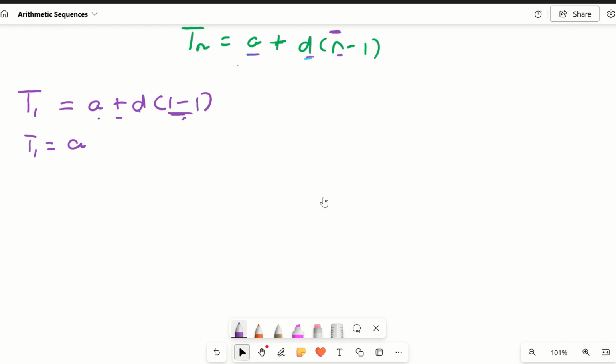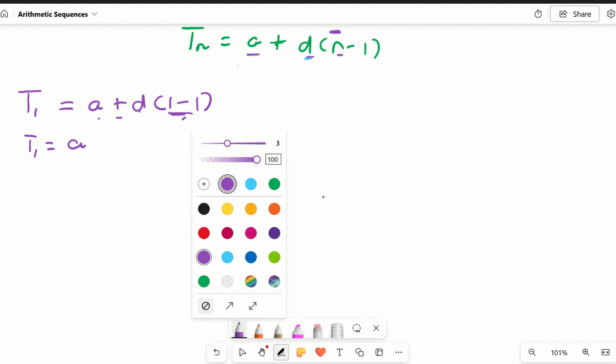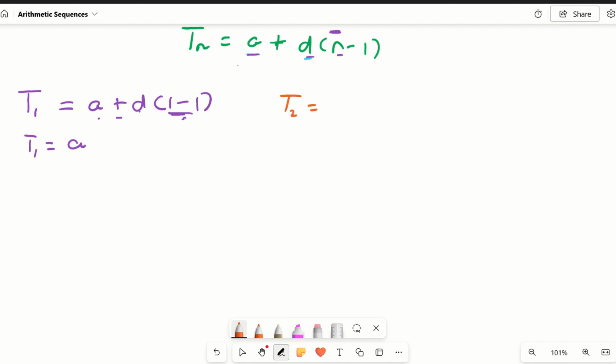Okay, let's go ahead and find T2. So it's just playing around with this. Let's use a different color so that you guys can see the contrast. T2 equals, rewrite the A as it is. Wherever this N is, I put the 2. This simplifies to T2 equal to A plus D times 1, which simplifies to A plus D, since D times 1 is just D.